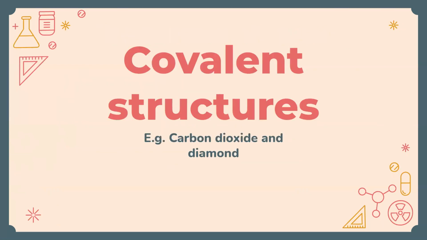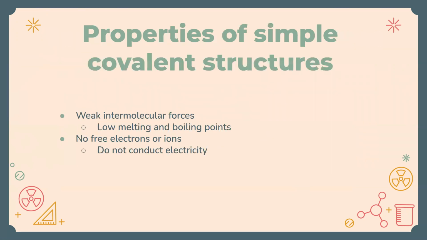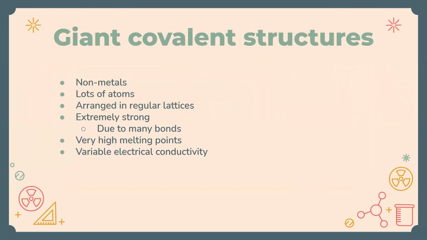Finally, we're going to explore covalent structures such as carbon dioxide and diamond. There are two kinds of covalent structures we're going to look at: simple covalent molecules and giant covalent lattices. Covalent bonds are when non-metals bond to each other. With simple covalent molecules, there'll be a few molecules held together by strong covalent bonds. However, the intermolecular forces between these molecules are very weak. These weak intermolecular forces mean that simple covalent structures have low melting and boiling points. Furthermore, simple covalent structures don't have free electrons or ions to carry charge, so cannot conduct electricity.